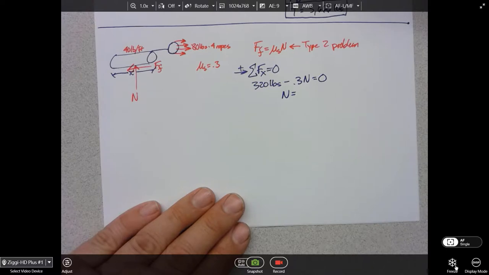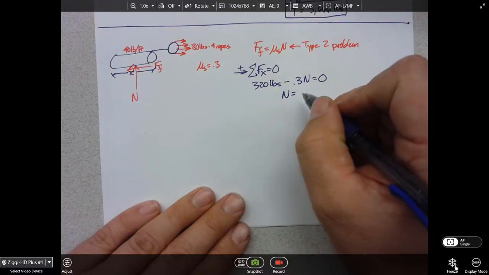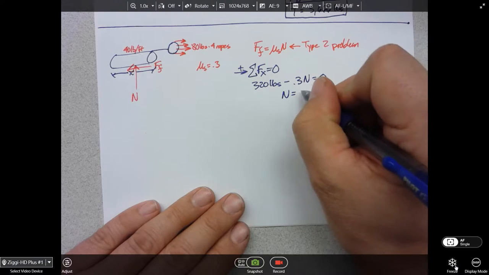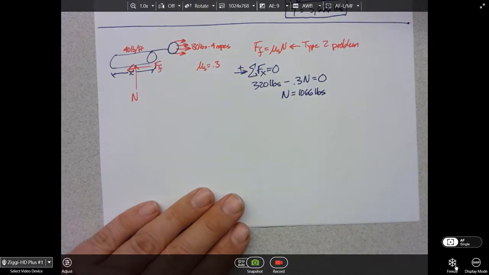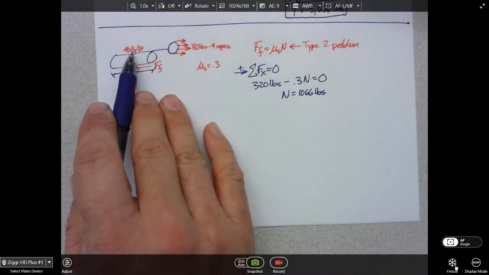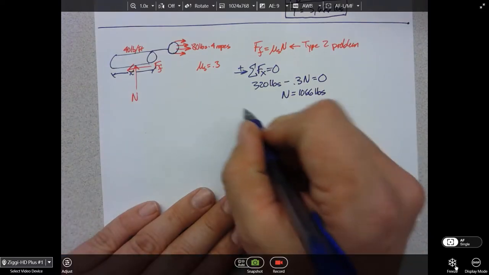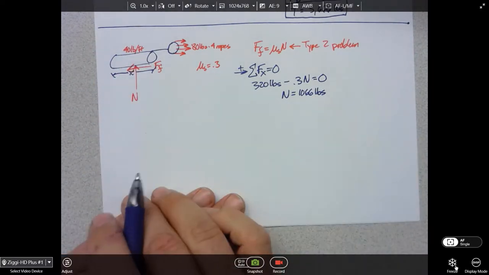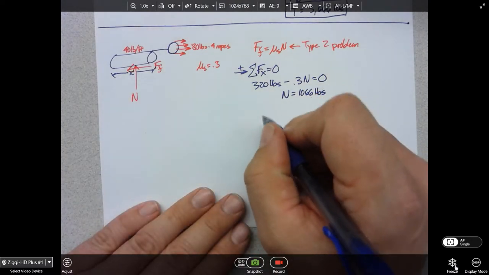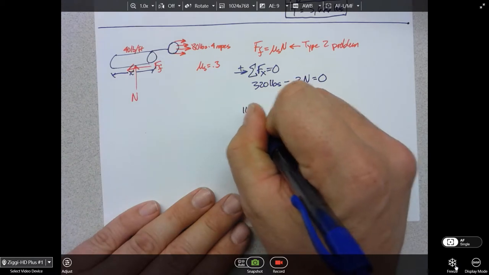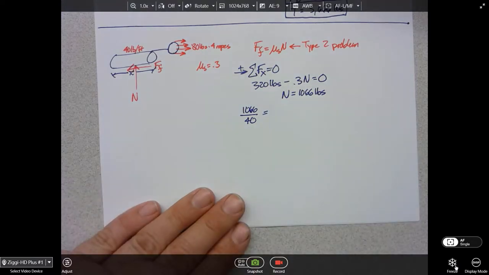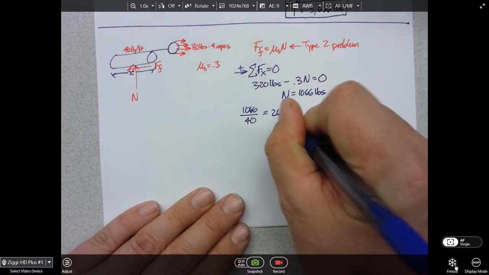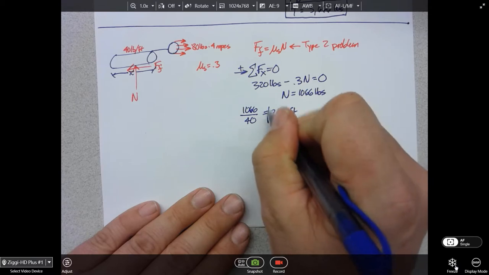It'll be around 1,000, I think, right? 1,066 pounds. Okay. Now we know the log weighs 40 pounds per foot. So we could say, okay, 40 pounds per foot, it weighs 1,066 pounds, right? So if I take 1,066, I want to figure out the number of feet, and I divide by 40. That's the length of log I can pull.